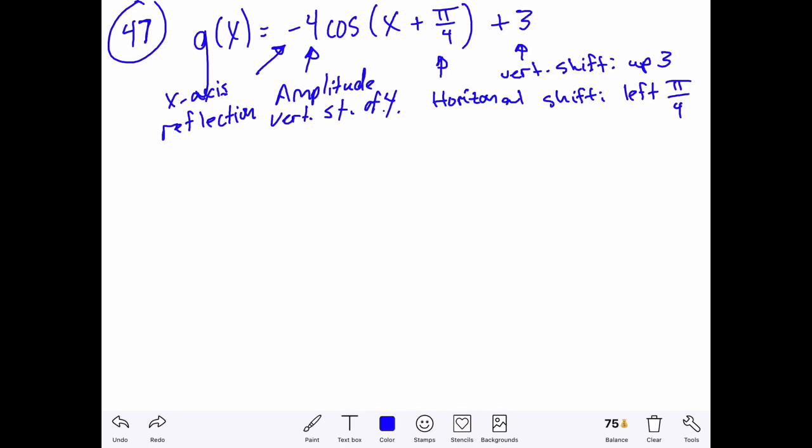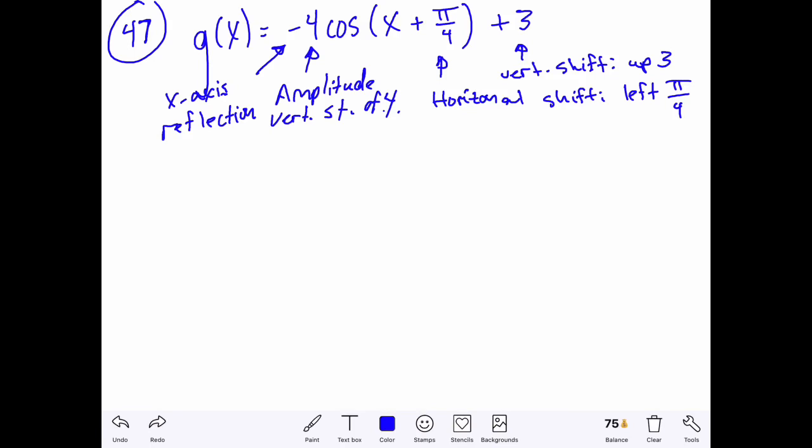That negative out front is an x-axis reflection. The amplitude is the absolute value of -4, which is 4. That's how much it'll go up from the midline. And then I've got a shift pi fourths to the left because it's plus. So it must have been x minus a minus pi fourths. And then we have a vertical shift up 3.